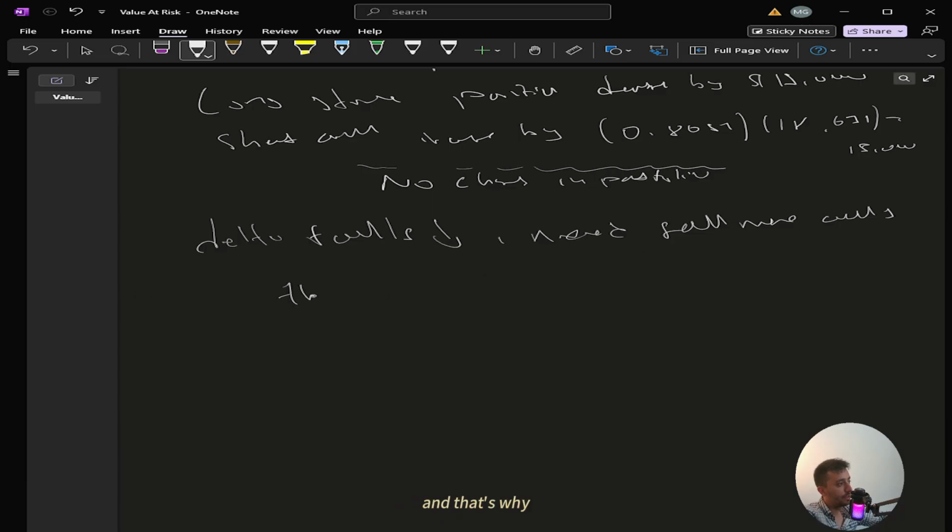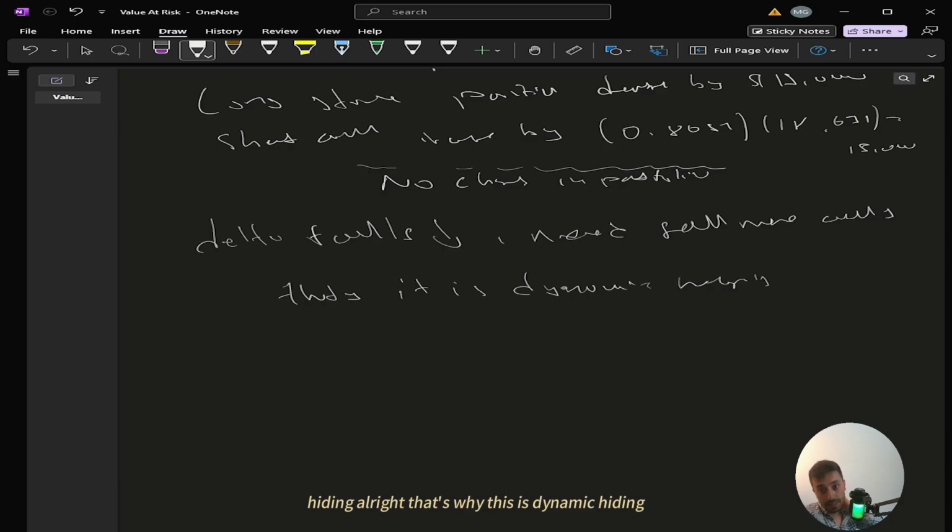That's why this is dynamic hedging. We are calling it dynamic hedging. The delta changes in calls, but the stock price has no change in the dynamic hedging portfolio.